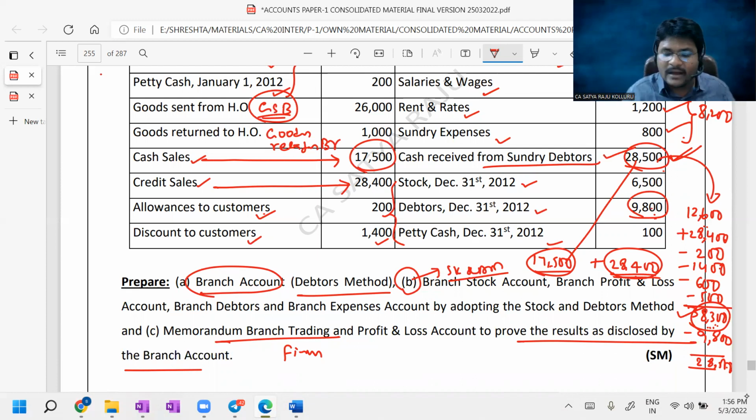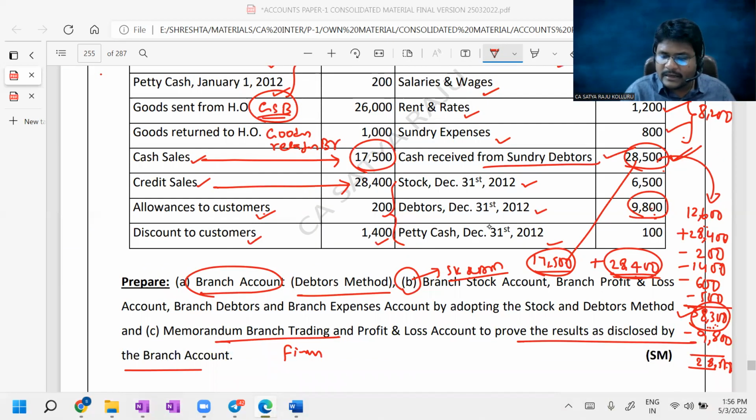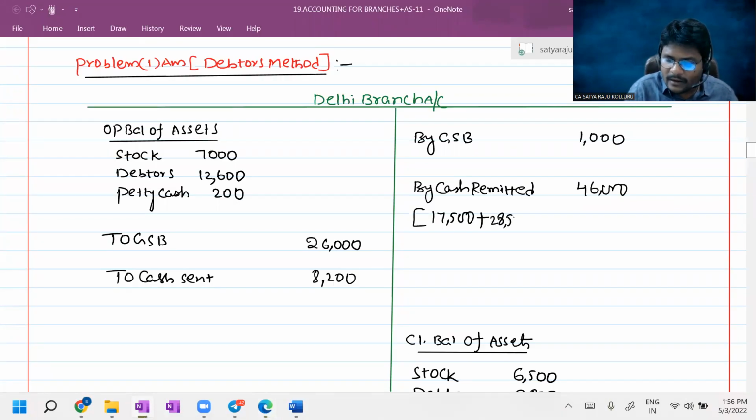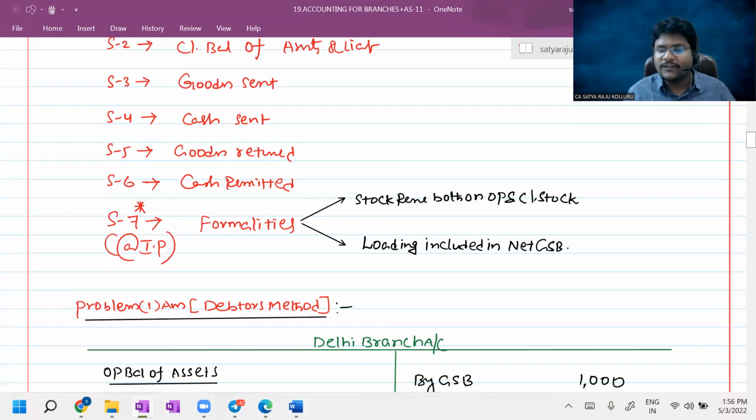The total is how much, guys? 17,500 plus 28,500. The total is 46,000. You can record 46,000. In brackets, you can write those figures clearly: 17,500 cash sales and cash collected from debtors 28,500, which is the final step. Which is the final step? If you check step number 6, cash remitted.